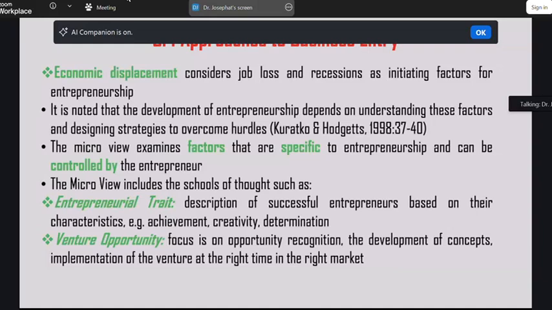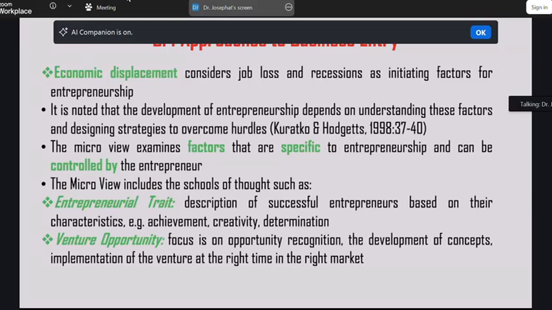We talk about the micro view including schools of thought such as entrepreneurial trait, ambapo tunaongelea PECs, personal entrepreneurial competence. This describes the successful entrepreneur based on their characteristics: achievement, creativity, determination, self-confidence, risk taking, innovativeness, perseverance, and the likes. So all those zinakuwa na impact kubwa sana on how an entrepreneur can succeed or on how an entrepreneur can fail.